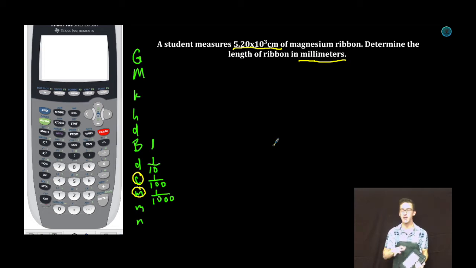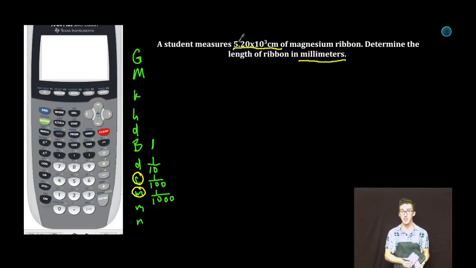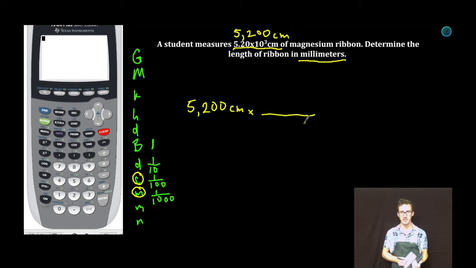All right, like with any conversion, you always want to start with the amount that you're given. In this case, 5.20 times 10 to the 3 centimeters. Now I'm going to put this in standard notation to start: 5,200 centimeters. Right, so let's do some converting. Starting with centimeters, which means when I multiply by my conversion factor, I'm going to put that same unit in the denominator of the conversion factor.